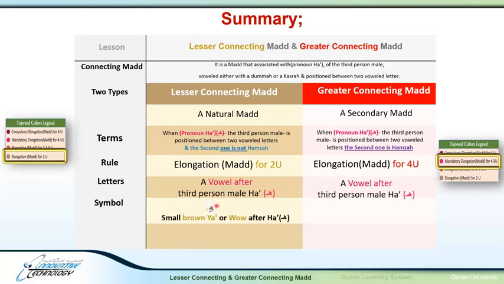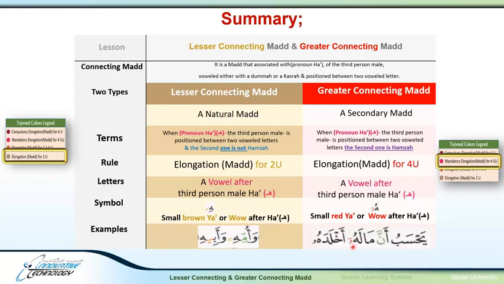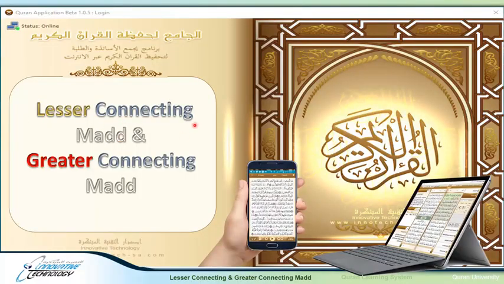And the symbol used to indicate it is either a small ya or a small waw, light brown in color when it is a lesser connecting, and bright red in color when it is a greater connecting. An example given for the lesser connecting is وأمه وأبيه, and an example given for the greater connecting is ما له أخلده.